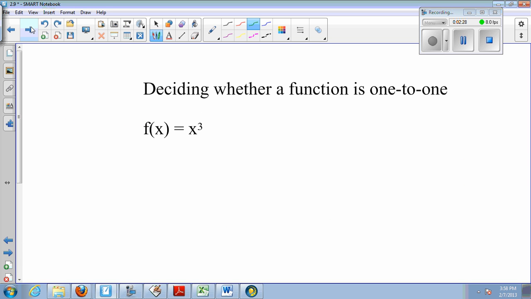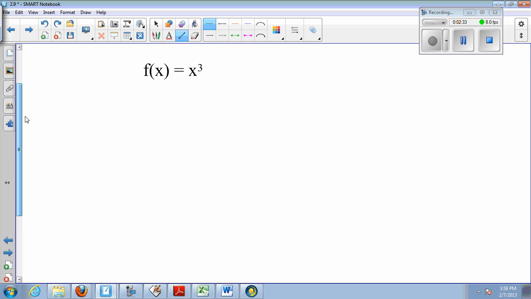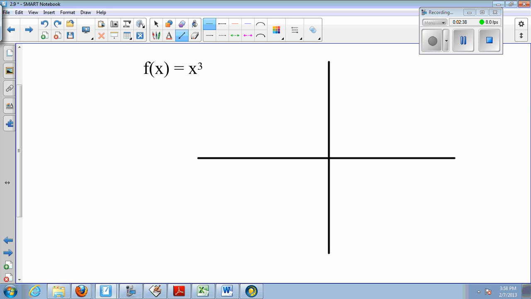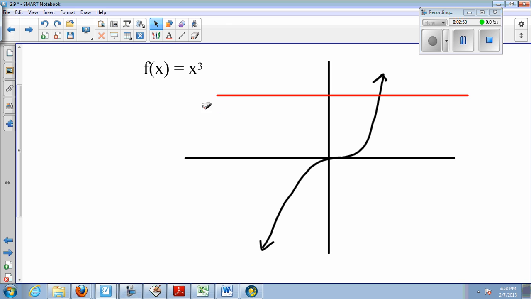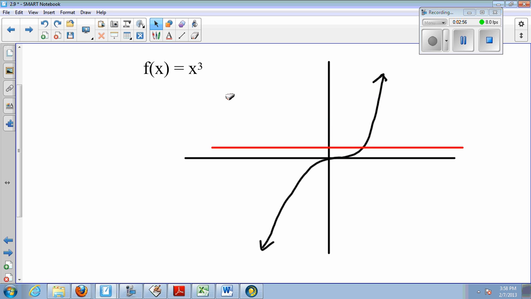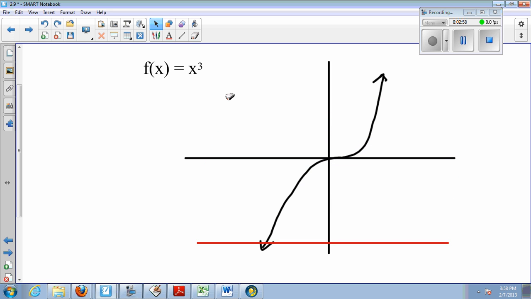Okay, we're going to decide if a function is one-to-one. We're going to start with f of x equals x cubed. And we've seen this graph before. If we try the horizontal line test, we see that it will pass. So yes, f of x equals x cubed is one-to-one.